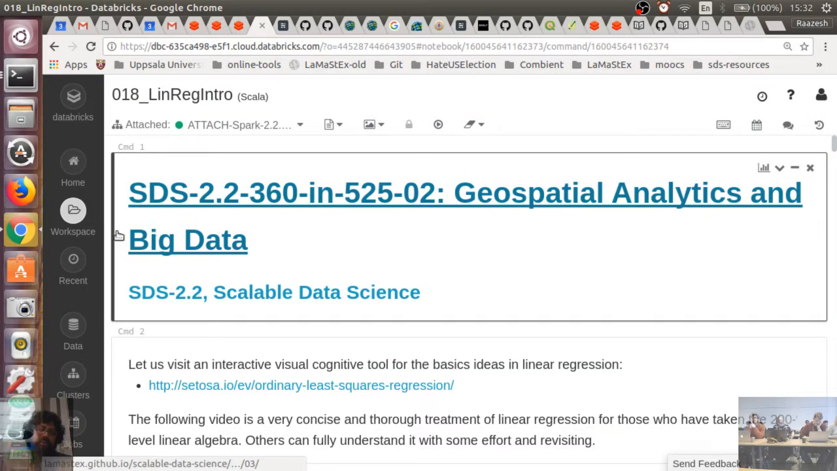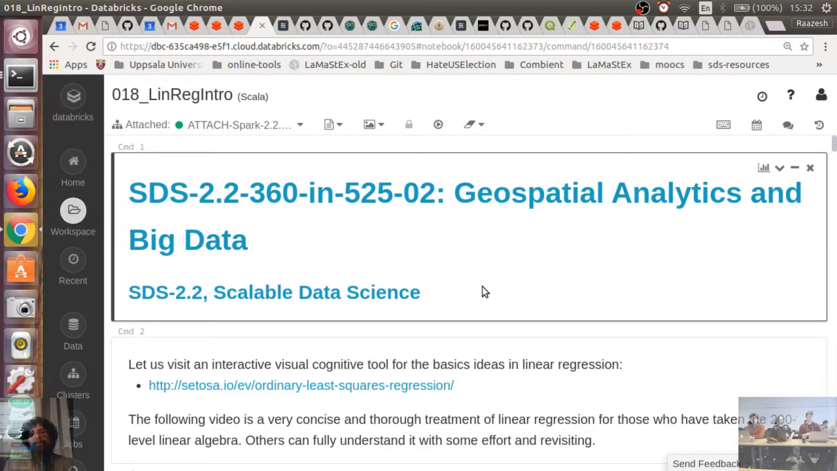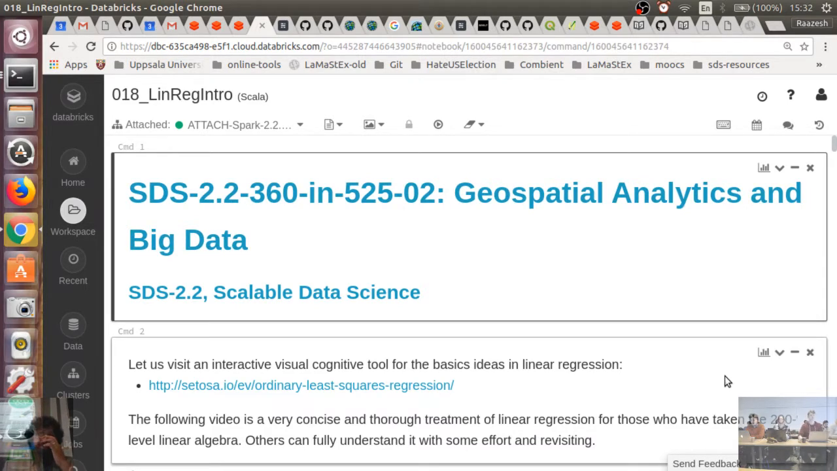So we'll quickly see linear regression in this single machine setting, with Scalable under our belt so far.